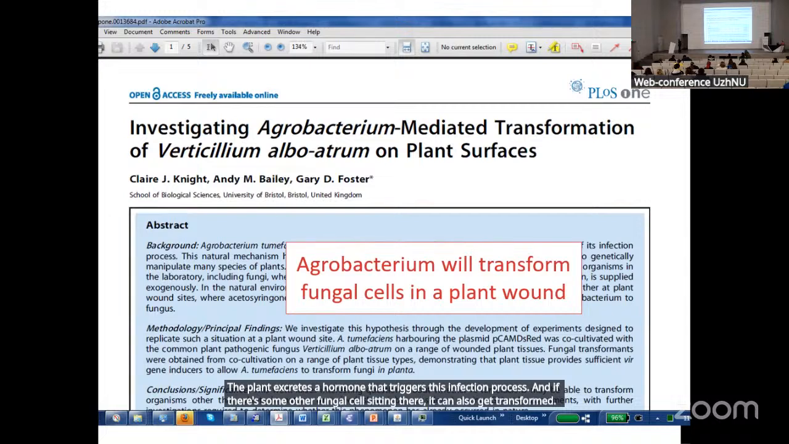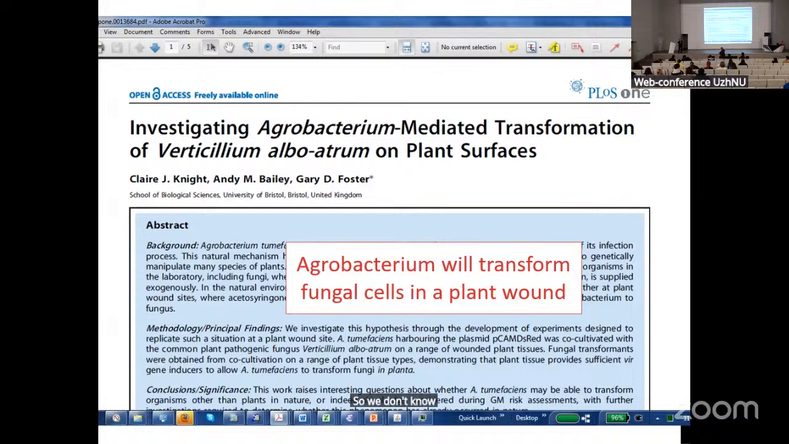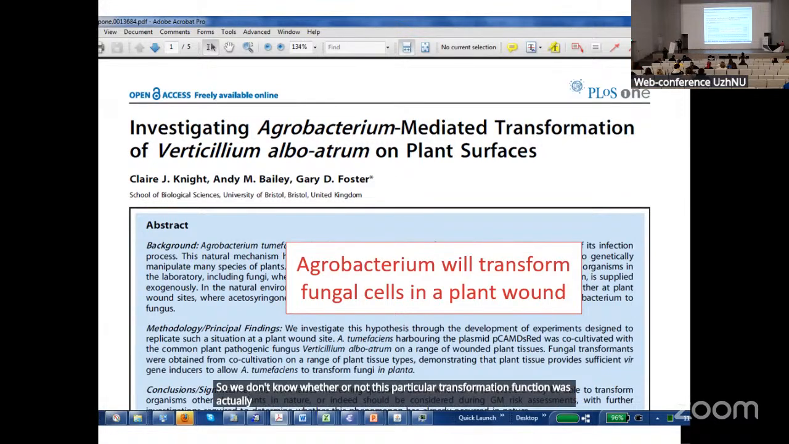So we don't know whether or not this particular transformation function was actually present in fungi at the time that this horizontal transfer took place, but it's suggestive that maybe there's actually an ecosystem and a mechanism which would explain how such a transfer could occur.